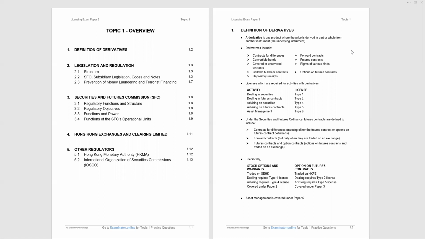What is not a derivative? Something along the line of shares in a collective investment scheme. So if they ask you which one of the following is not a derivative, you should be thinking along those lines.